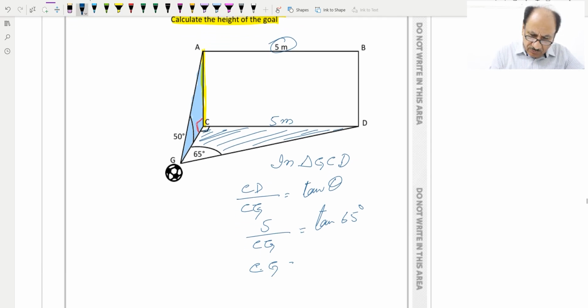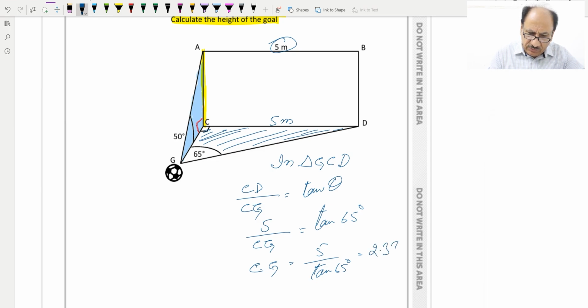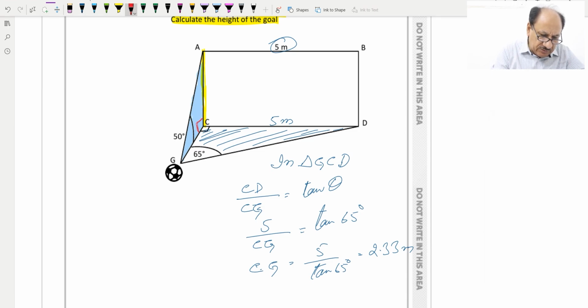CG. CG will be equal to 5 over tan of 65 degrees, and this is 2.33 meters, which our calculator is showing, 2.33. And then, after finding CG, now we can consider the triangle ACG.